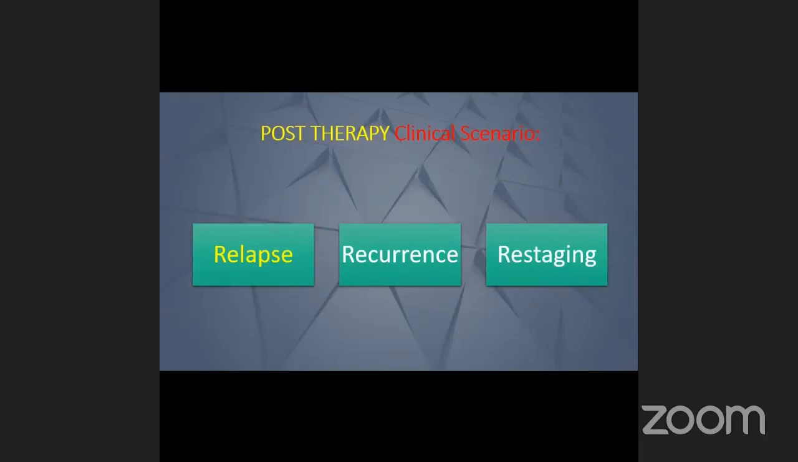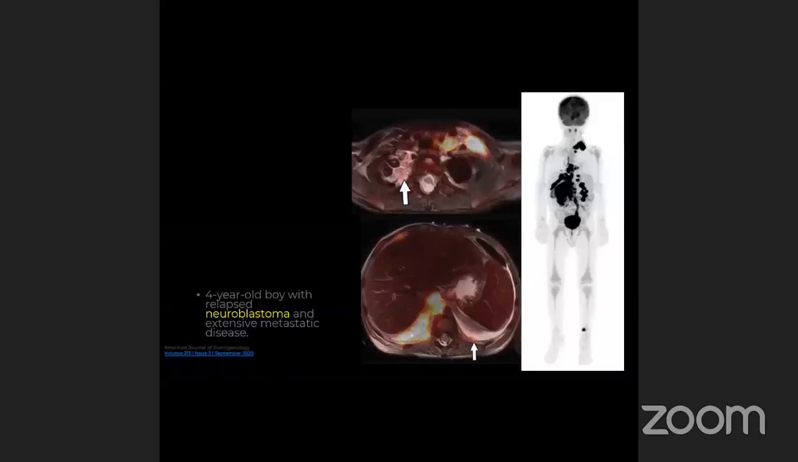So can any other clinical scenario happen? Yes, there are other clinical scenarios. For example, this patient who came after treatment with these active lesions. And you can see metabolic activity at many sites: left supraclavicular region, right paravertebral and suprarenal, the site of the neuroblastoma. This is a case of relapsing neuroblastoma, okay?